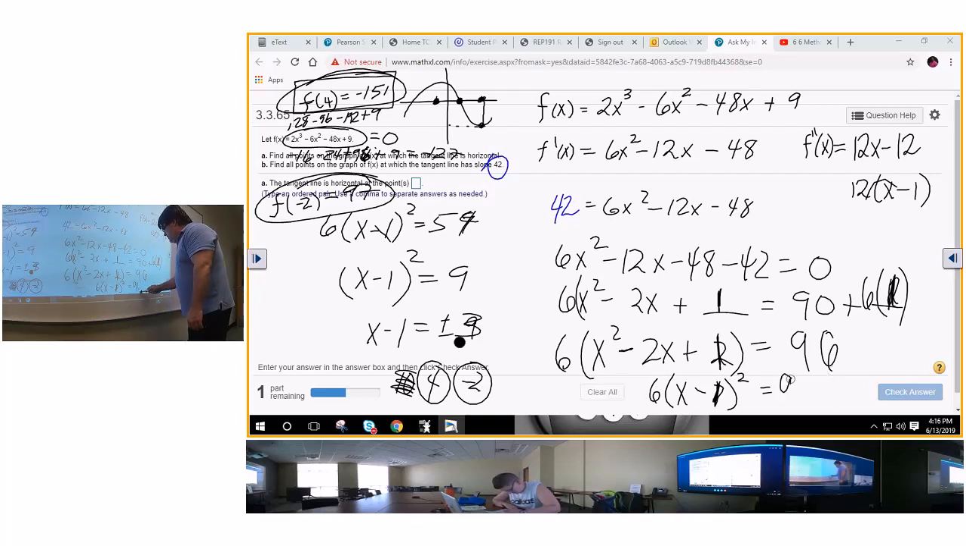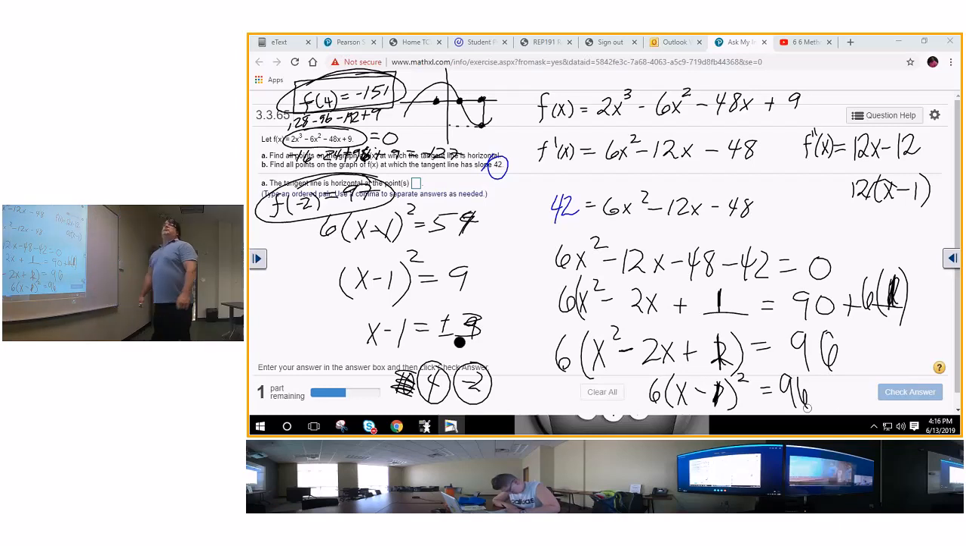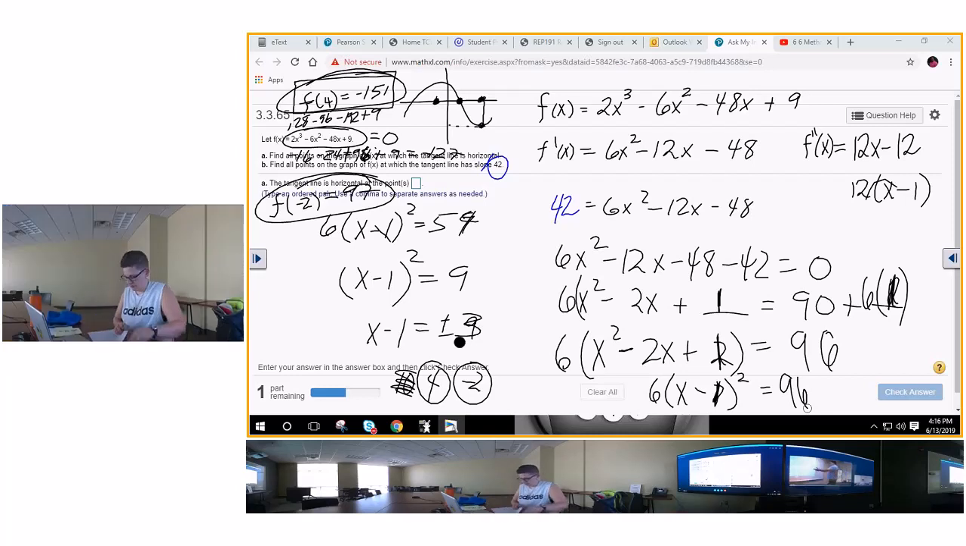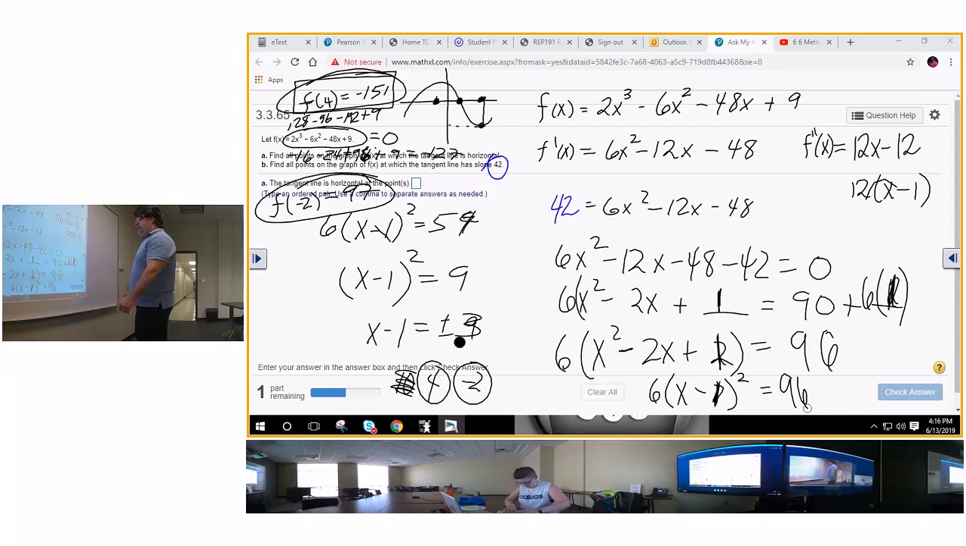Plus 96. Usually Miss Gusmus and Miss Wilson keep me on track. All right, so what does that come out to? What's 96 divided by 6? Is it 16? I don't know. Somebody check me and tell me.